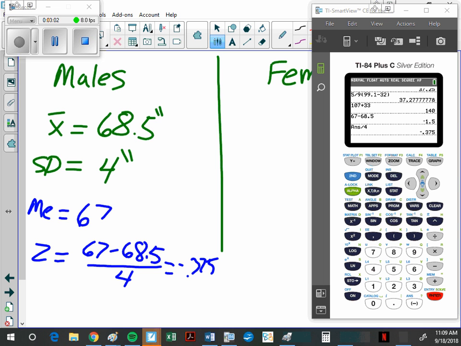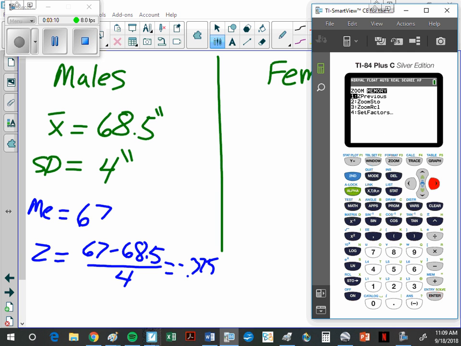Now, I can figure out my percentile. How would I do that? I'm going to shade norm, and somebody asked, can you use the yellow paper? Yeah, but it's a lot harder. You got to do a lot more work.